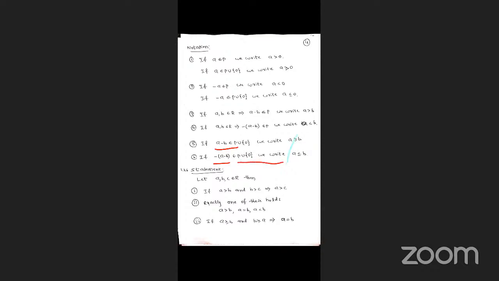One more statement is there here, 1.2.6, by using an inequality statement. Let A comma B comma C belong to R. Then first one, if A greater than B and B greater than C, implies A greater than C. Here A is greater than B and B is greater than C. We can write it A greater than C.